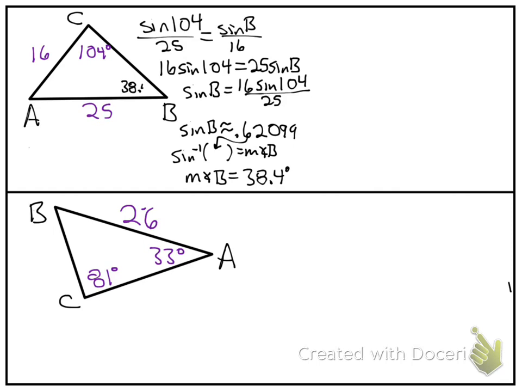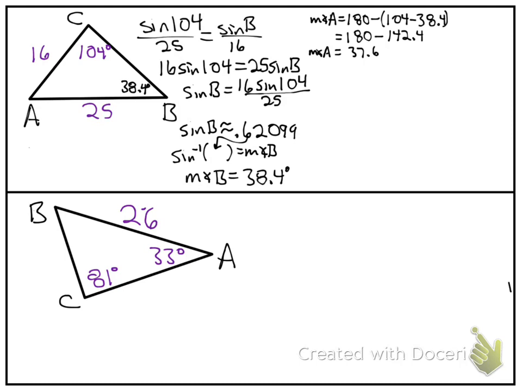Now let's continue to find the rest of the parts. If I know two of the angles, 104 and 38.4, the measure of angle A is 180 minus the sum of those two angles. So 104 plus 38.4 is 142.4. I'm going to subtract that from 180, and I get 37.6 as the measure of angle A.